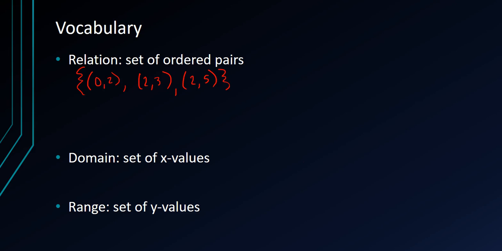And then the domain is the set of all of the x values of our relation. So the domain is the set, so we use those squiggly brackets, all the x values. So there's a 0 and a 2, and I try and write those in order. And there's 2 twice, but if it repeats, you don't have to write it twice. And then the range is the set of y values, which we have 2, 3, and 5.